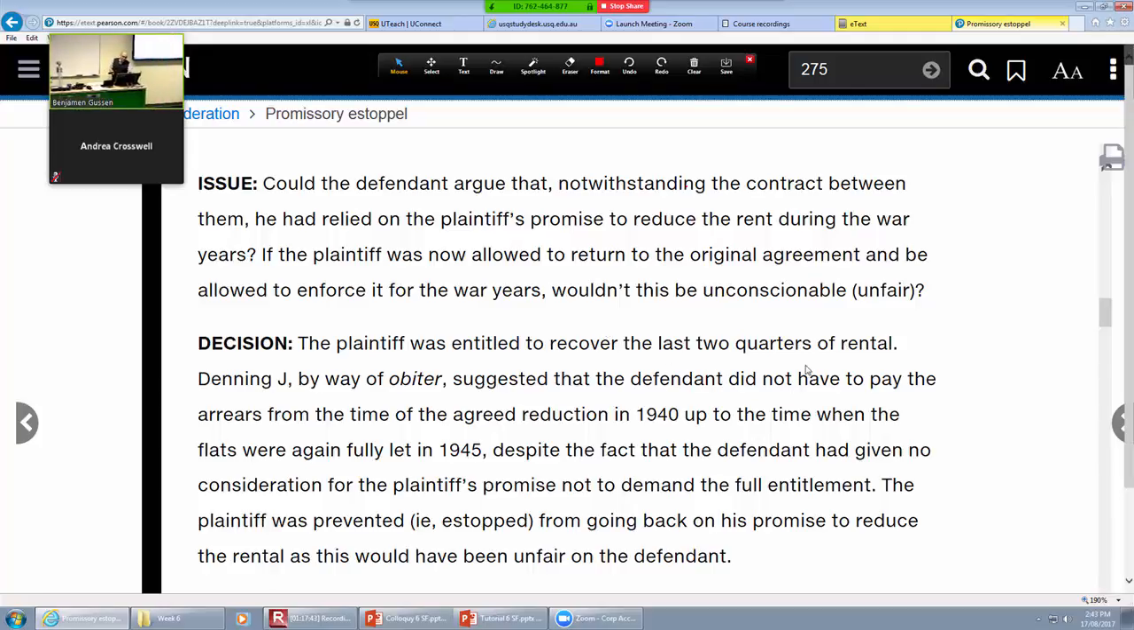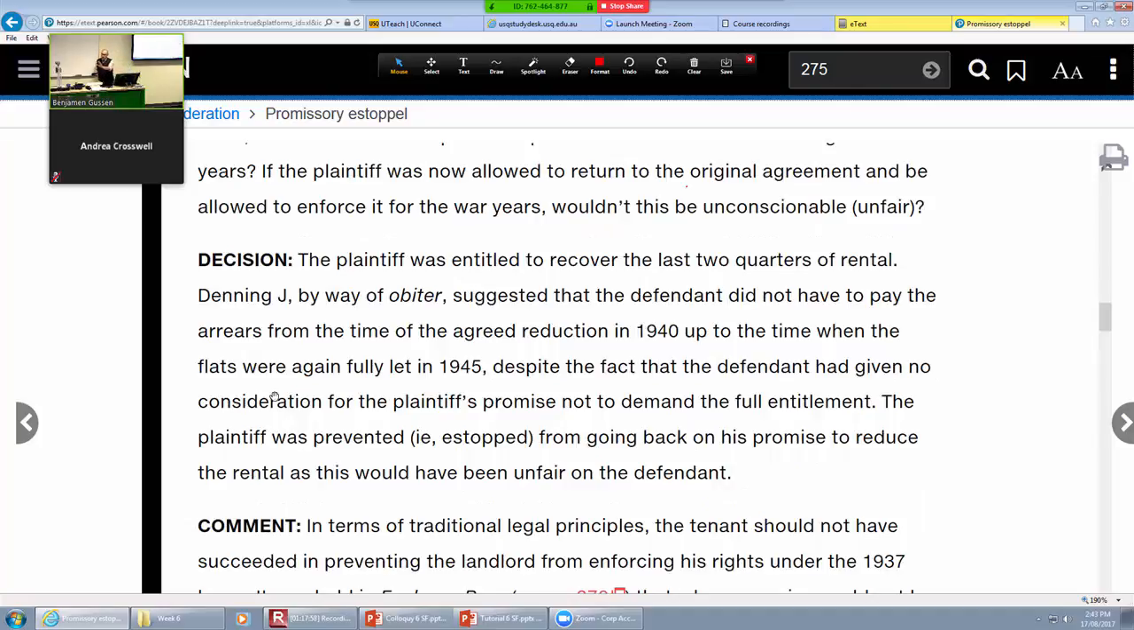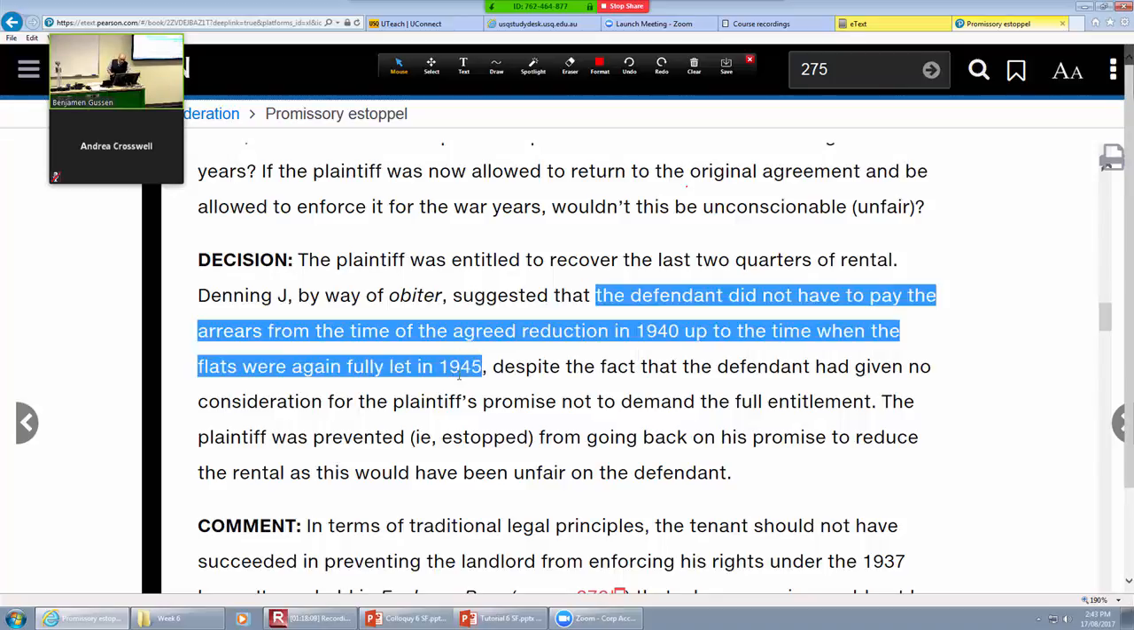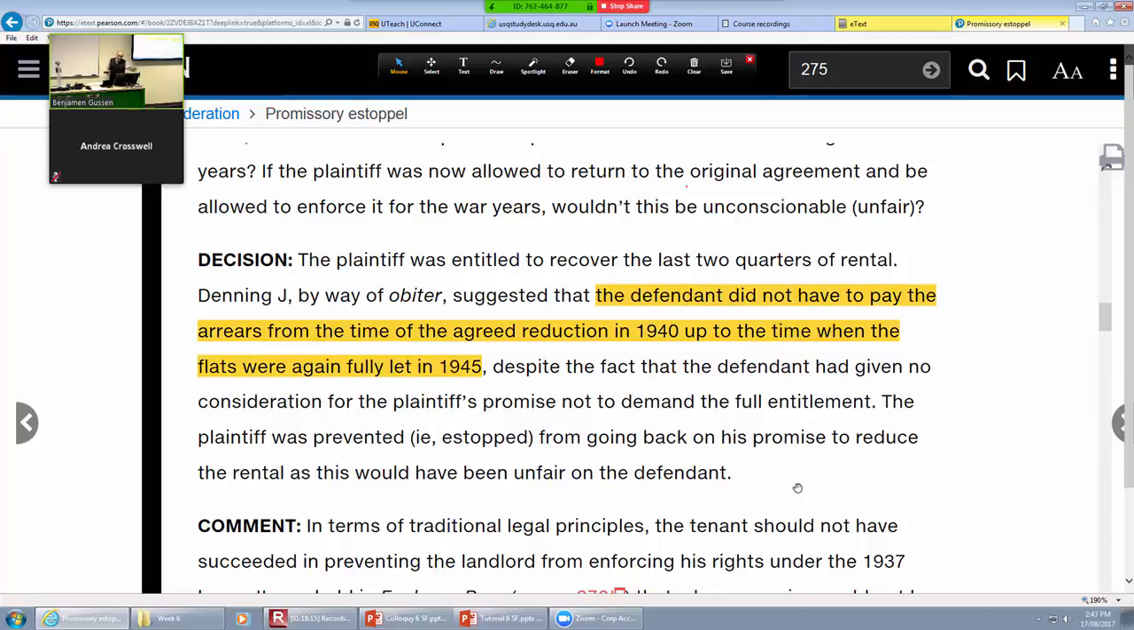So the plaintiff was entitled to recover the last 2 quarters of rental. That's what they said. Denning J, who's probably one of the most famous justices in the 20th century in the UK. But this is obiter. Remember obiter? He's not actually saying this is the ratio. He's saying you have to pay them. But he said obiter on different facts. The defendant did not have to pay the arrears from the time of the agreed deduction in 1940 up to the time when the flats were again fully let in 1945.